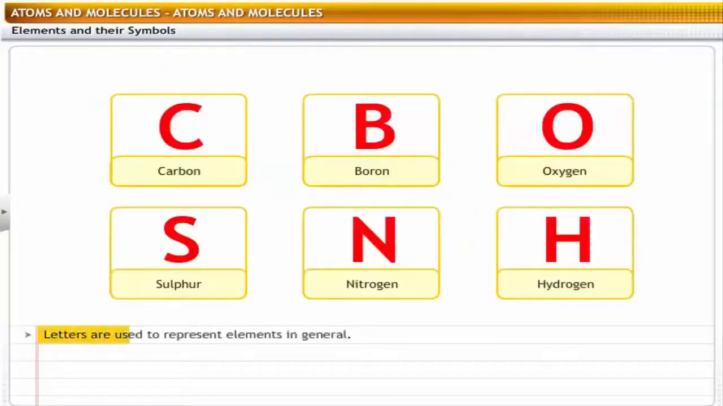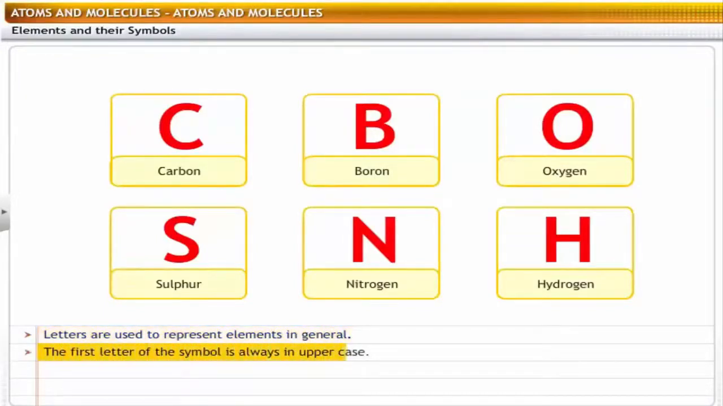The symbols used today were suggested by Berzelius. The first letter of the symbol is always in uppercase. Some elements were represented by the starting alphabet of their name. For instance, carbon is represented as C, boron as B, oxygen as O, sulfur as S, nitrogen is written as N, and hydrogen as H.